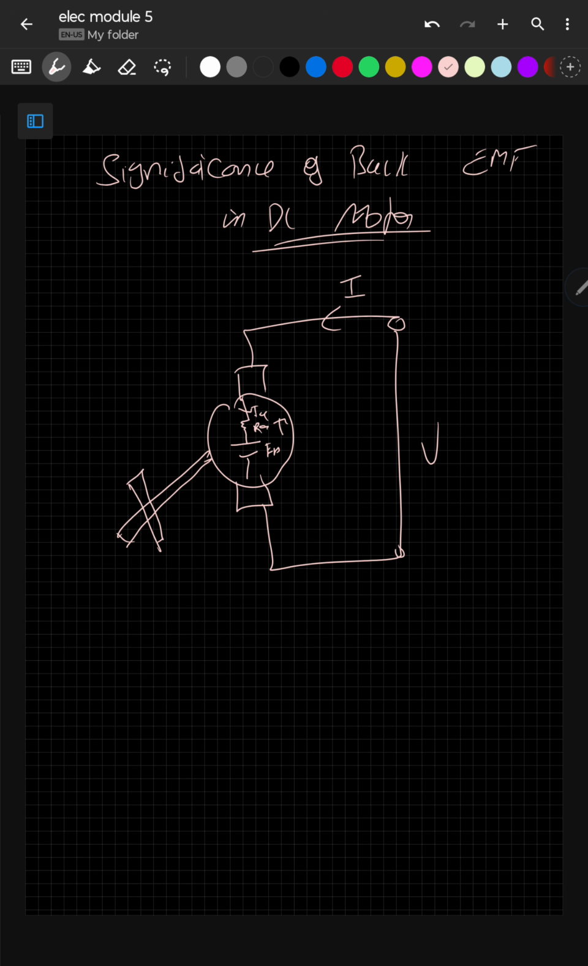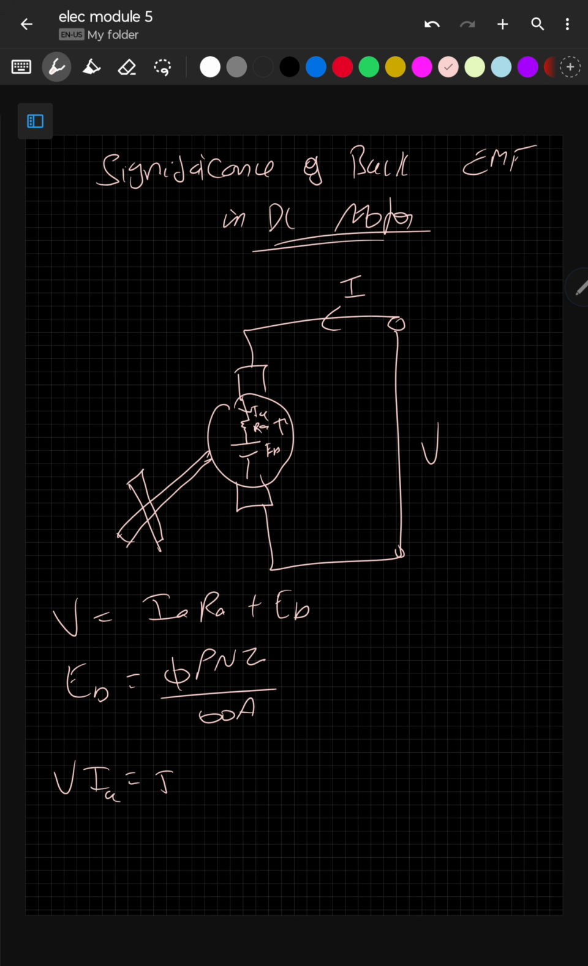Now three equations I want you to write. V equals IARA plus EB, one equation done. Second equation, EB equals PNZ by 60A. Third equation, VIA equals IA square RA plus EB into IA, where VIA is total power given to the motor, IA square RA is the power loss or the armature loss, and EBIA is the gross mechanical output of the armature. You can tell like that. These three equations you have learned.